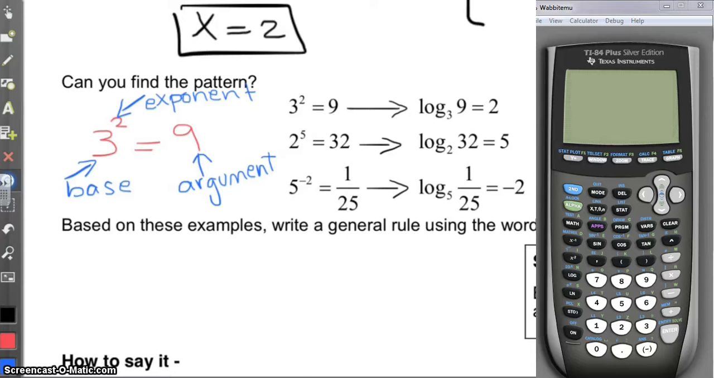Now, as you can see, in every single problem, the base of these exponential functions became a small number next to the log. So the big 3, the base, became a small number next to the log. The 2, also a small number next to the log. The 5, a small number next to the log. Now, the exponent in every exponential function became the answer, so it is on the other side of your equation. And the argument in each one of them is now inside the log.